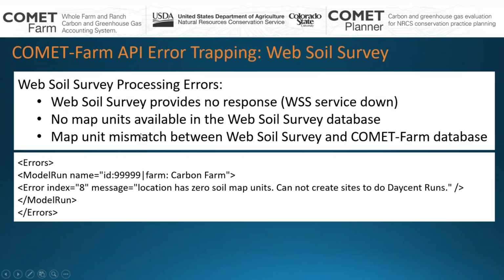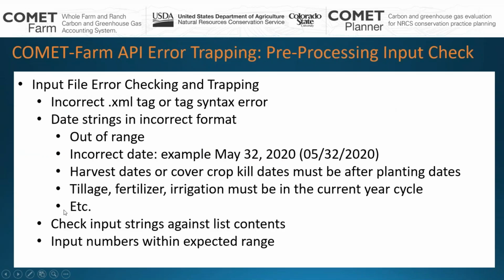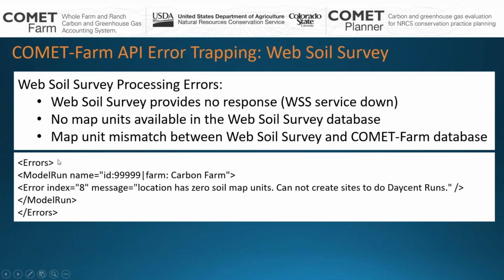The third is that there's a map unit mismatch between the web soil survey and the COMET-Farm database. This happens when the web soil survey has been updated and we don't have what we call the associated spin-up files within the COMET-Farm system, that we've executed to go with the map units that get reported back from the web soil survey. In these cases, the error that you see here will be reported.